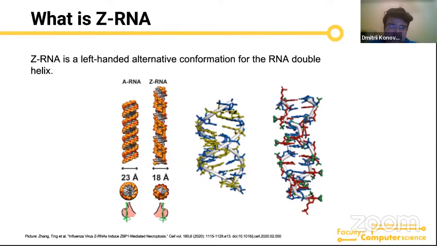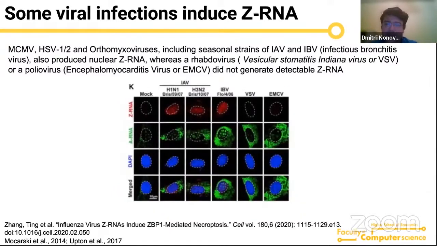Under infection, it was observed that for some viruses, not all of them, only some, zRNA is formed after infection. Such viruses are HSV or herpes virus, IAV or influenza virus, and IBV, infectious bronchitis virus.